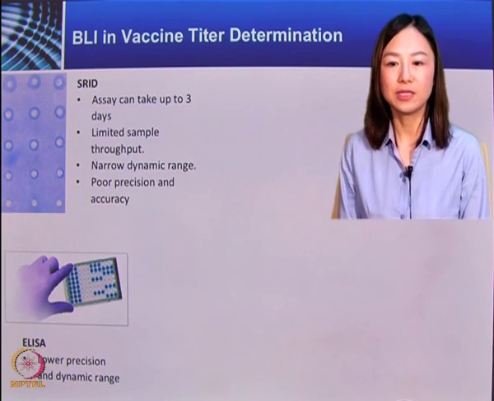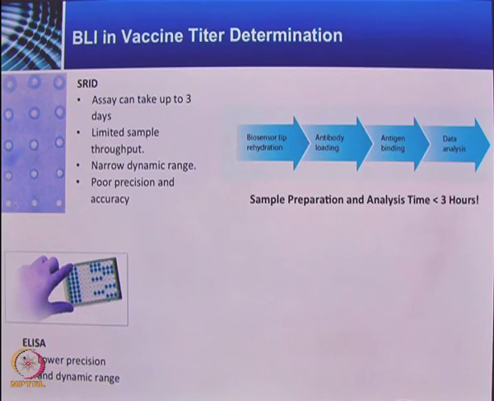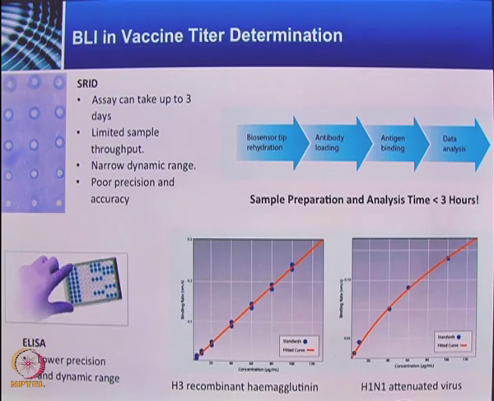To overcome all these shortcomings, researchers are using BLI technology to determine the virus titer in real experiments. And as we can see here, from the sample preparation to the time we get the final results, it only takes about 3 hours to finish the whole process.